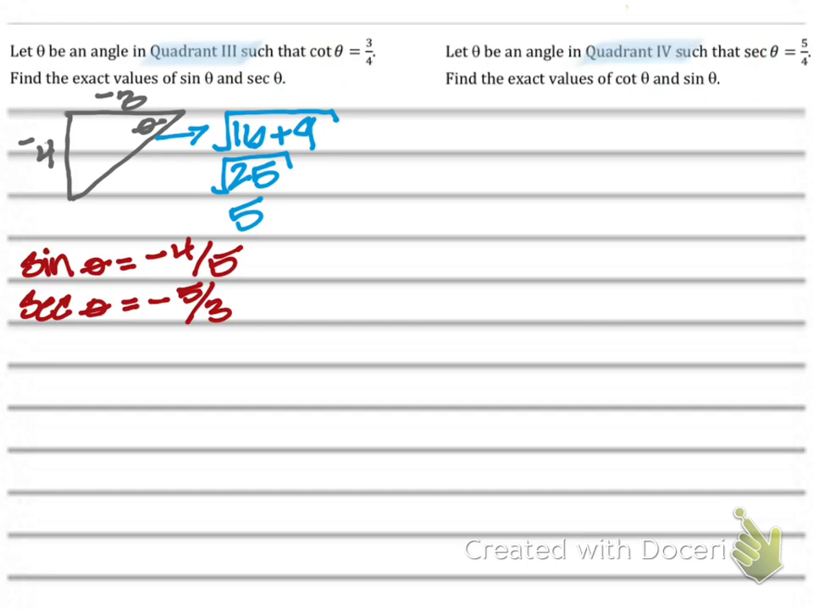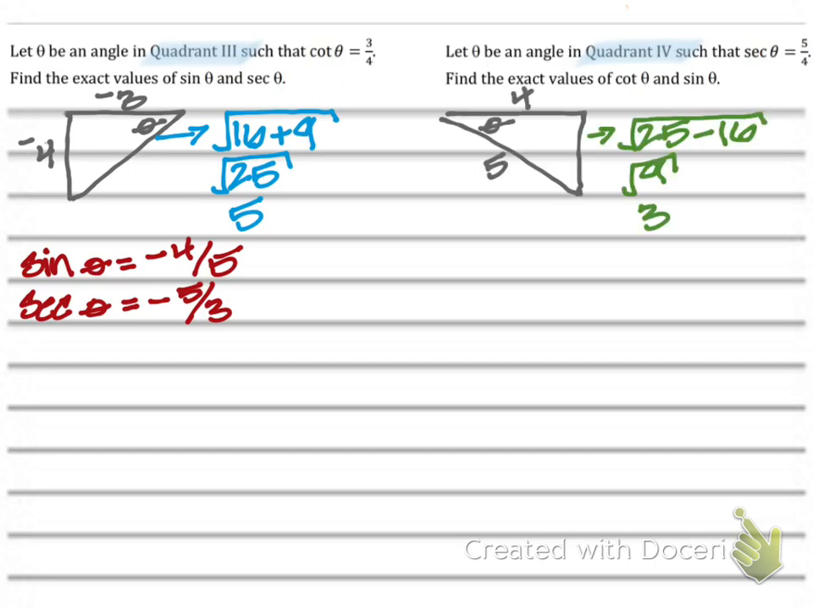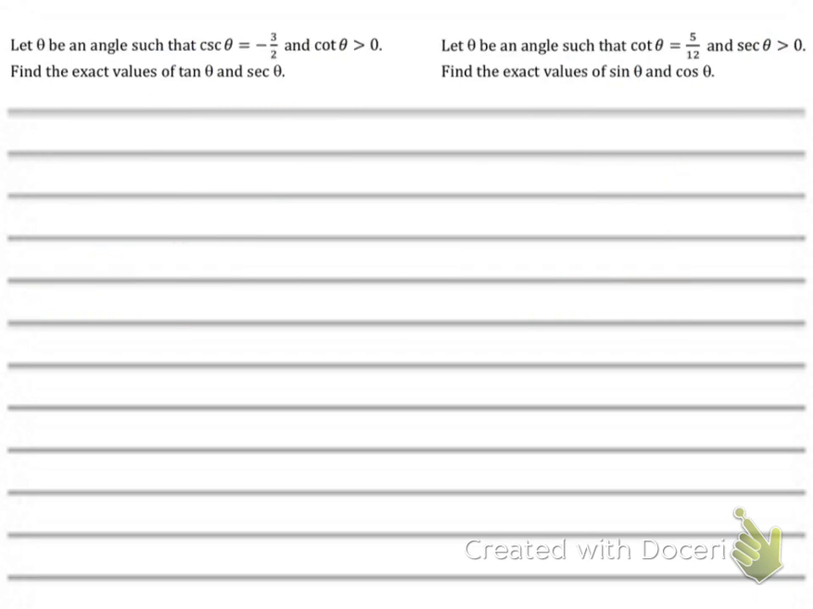Next, we are in quadrant 4. So we'll draw our triangle in quadrant 4, and they give us the secant information. But we know that in quadrant 4, my y is negative, right? So that side there has to be negative. Again, it's a 3, 4, 5. And then we can put our information on. The last topic is going to have us using more of the reasoning for the unit circle, even though this is not on the unit circle.